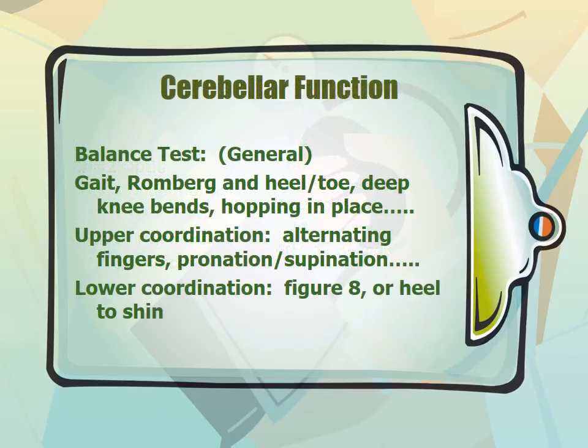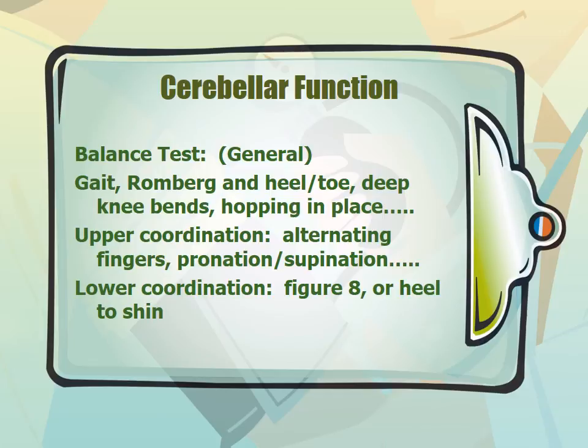Okay, so cerebellar function. We said that in cerebellar function, we are going to be doing several different tests. We do three general, we do one upper, and we do one lower. The three general tests, or the balance test, is really what we're looking at. Would be their gait, which we can have observed when they walked in the room, the Romberg, when we check cranial nerve number 8, and we can have them do several different things, which may include having them do heel to toe, or the drunk walk as I like to call it, walking on their toes, walking on their heels, doing deep knee bends, hopping in place. These are all things that can assess the general balance test.